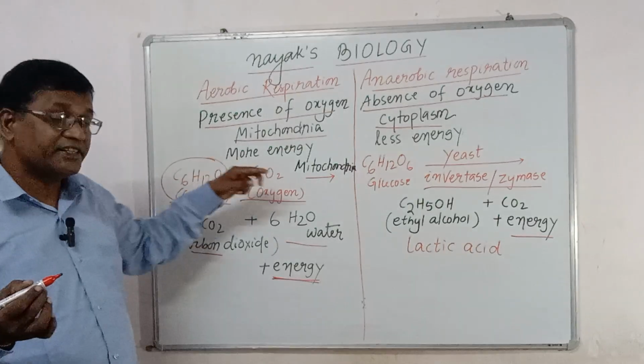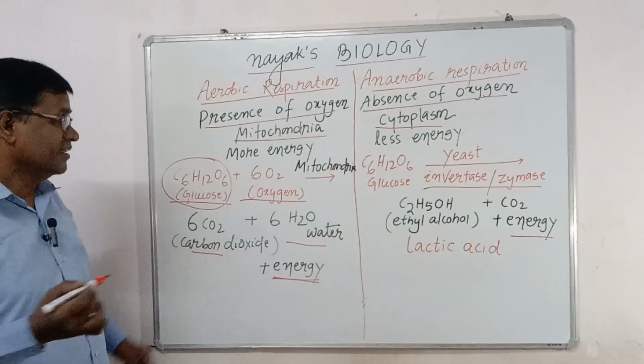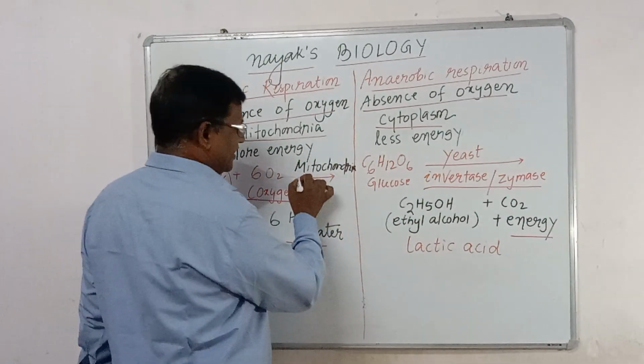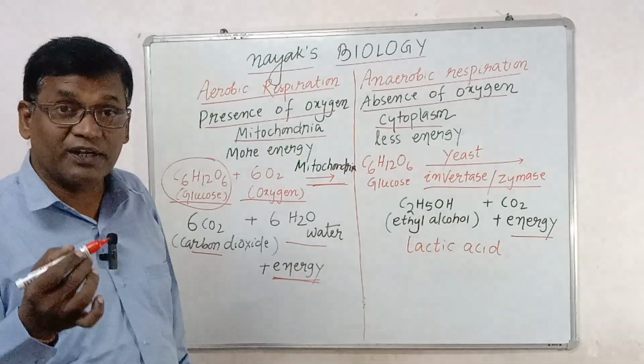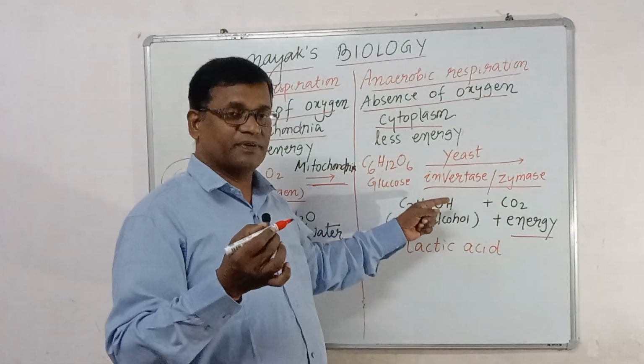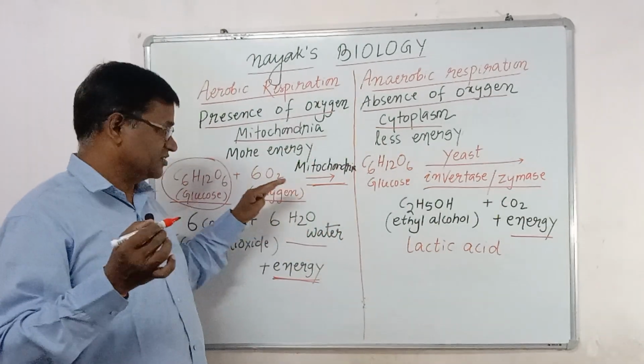Now, can you tell me where more energy will be produced? Automatically here, because it occurs in the mitochondria. Mitochondria is the powerhouse of the cell, we know, no? That's why it produces more energy compared to anaerobic respiration. Because mitochondria is the powerhouse of the cell, it generates more energy.